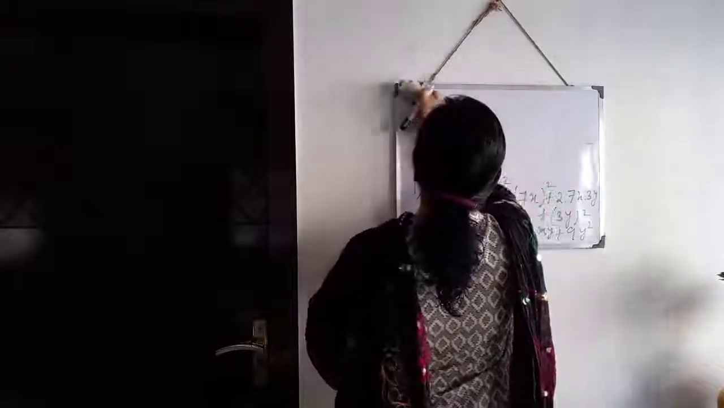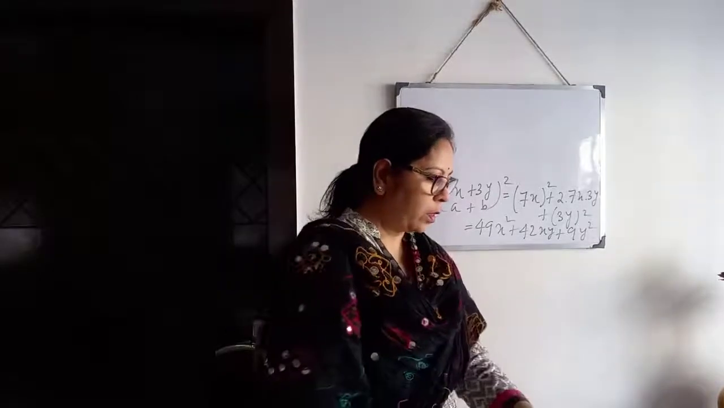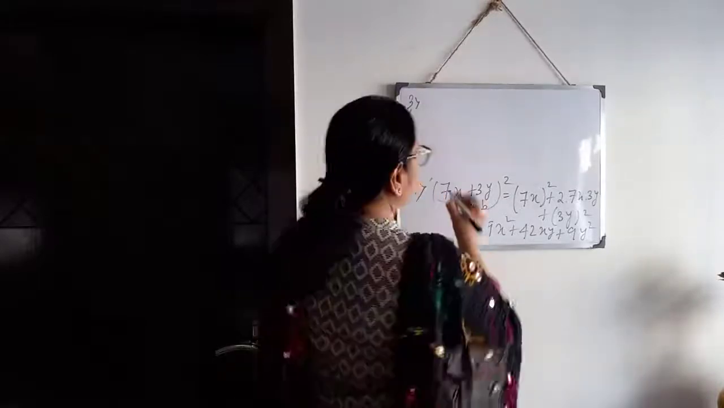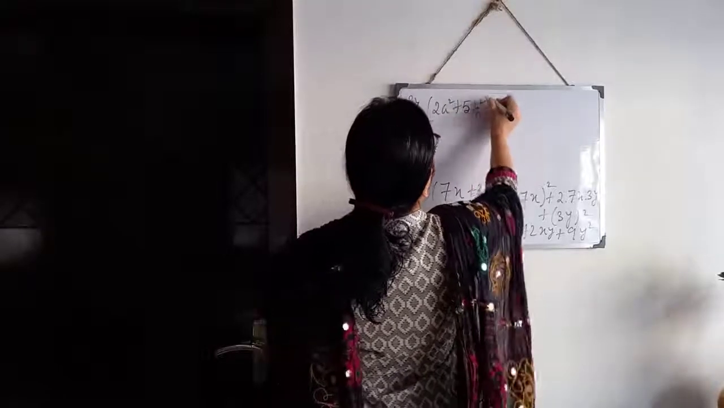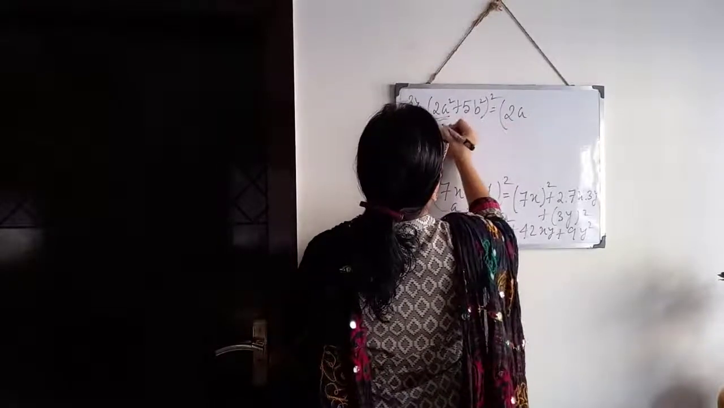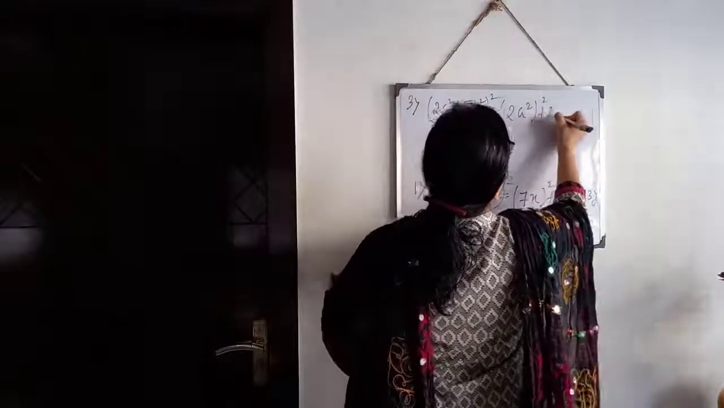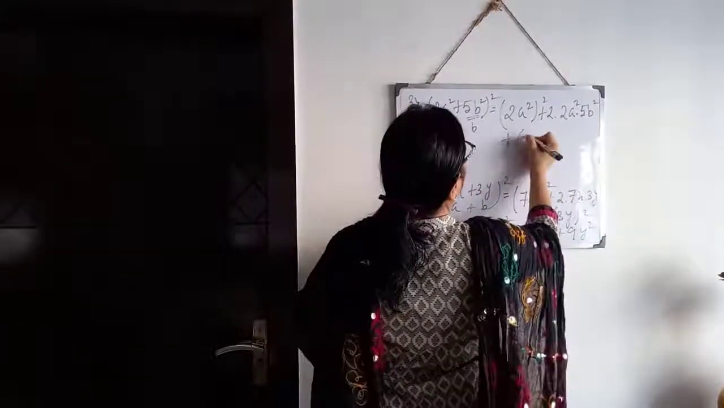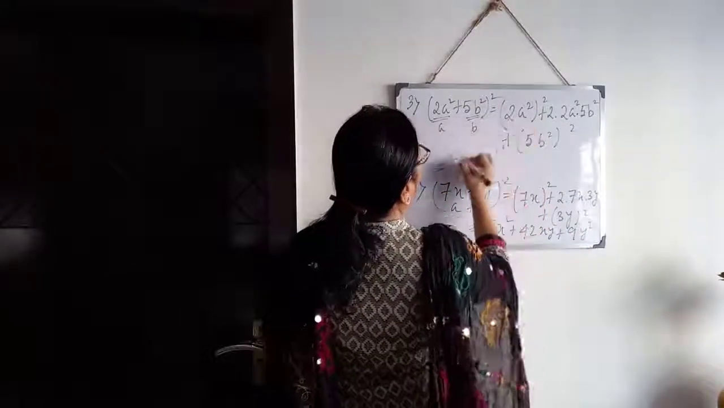All the sums of this category I will not do, you will practice. Now I have done this. Now I am doing number 3. (2a square plus 5b square) whole square. Now here it is your a and here it is your b. So (2a square) whole square, a square plus 2a into b plus b square. Now when you open the bracket, 2 whole square means 4.